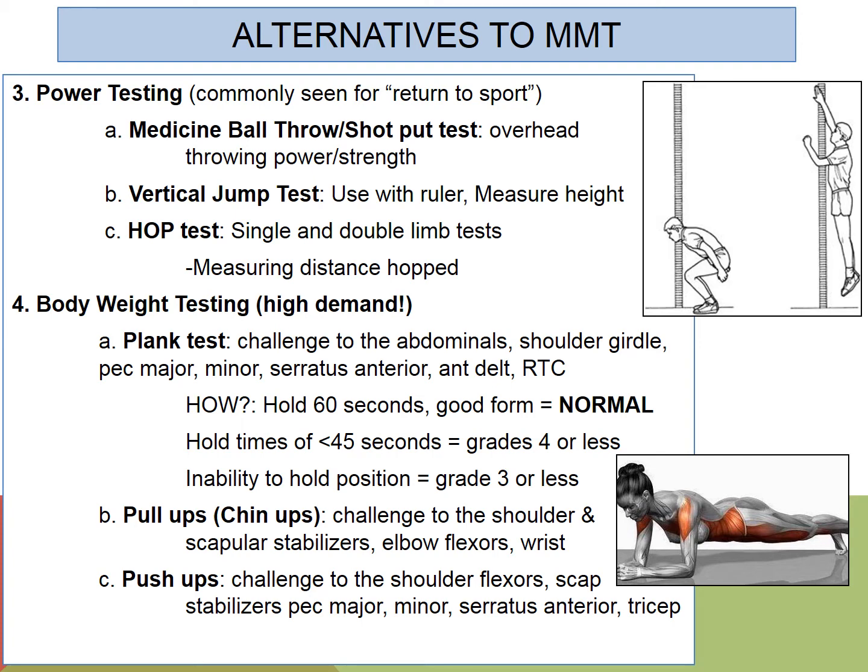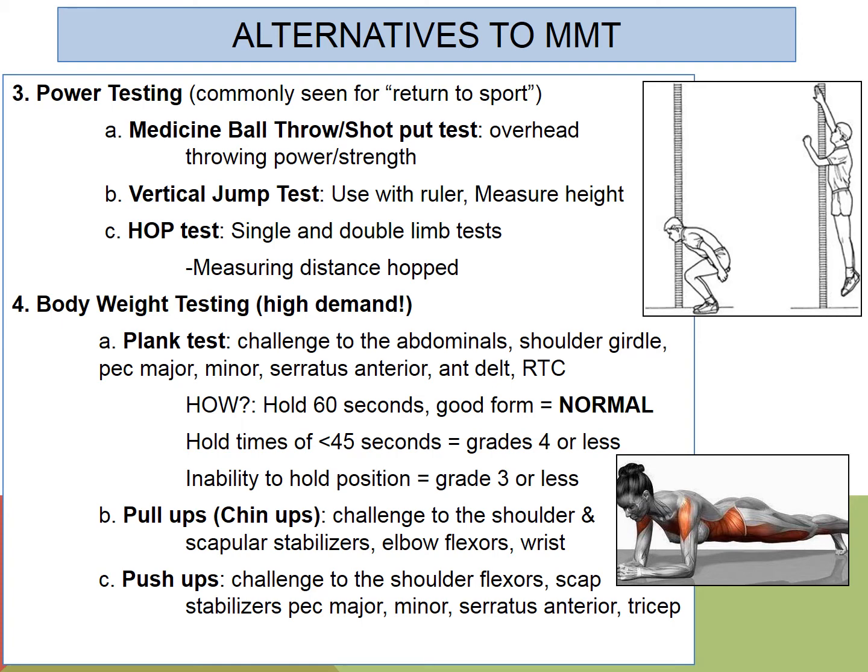Or hop test, which would be forward or backward progression on a single limb, and just measuring the distance that was hopped. Now they do show different ways you can score this in the book, but the best might just be to test that patient and show progression within that patient or relate it to their sport.